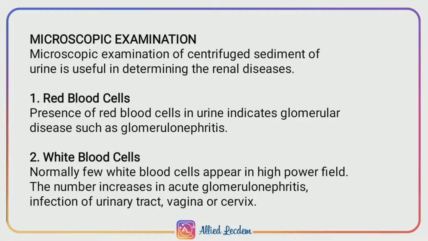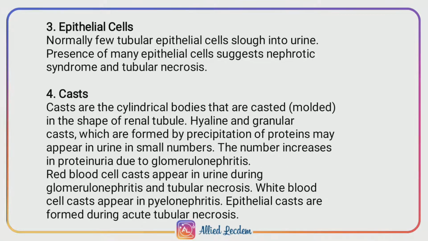White blood cells. Normally, few white blood cells appear in high power field. The number increases in acute glomerular nephritis, infection of urinary tract and vagina or cervix. Epithelial cell. Normally, few tubular epithelial cells slough into urine. Presence of many epithelial cells suggests nephrotic syndrome and tubular necrosis.